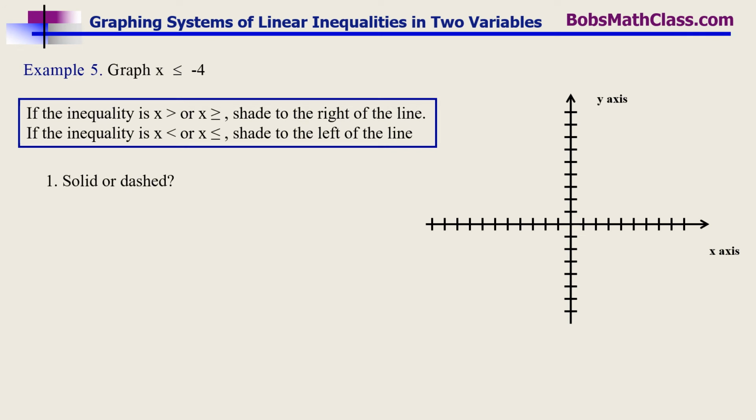Okay, solid or dashed? It's got the equal. Right, solid. So same rules. This time we're not going to say above or below, we're going to say left or right. x less than, left. And okay, now our line, x equals -4. You go to -4 on the x-axis and then draw a vertical line. And this one will be solid. And then shade to the left. But we don't need to pick any points. It's either to the left or to the right. And when you draw a vertical or horizontal line, you don't need points.